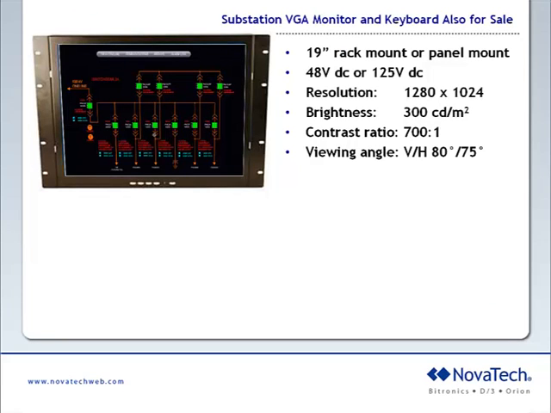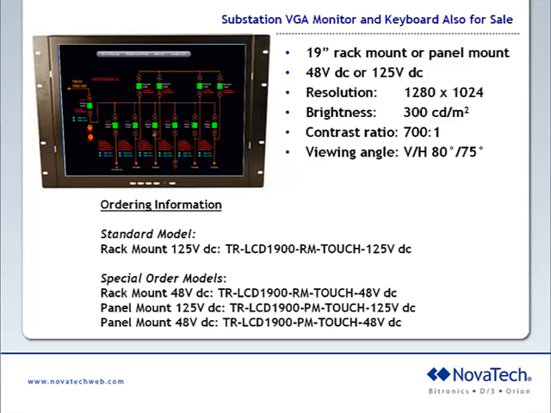We do offer a VGA monitor that's hardened for substation use. This one is powered directly with 48 or 125 VDC. It has fairly good resolution, pretty good brightness, contrast ratio, and viewing angle. And it's available in 4 different models. There's a standard model that we can ship very quickly. That's the 125 DC 19-inch rack mount model, but there's also 48-volt models and panel mount models as well. So it's panel or rack, 48 or 125.